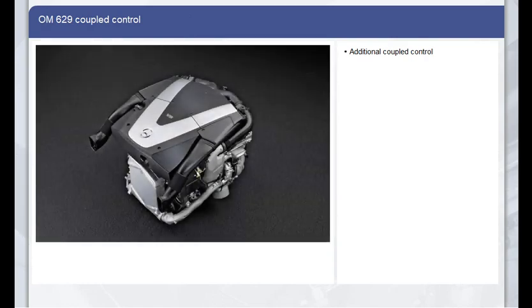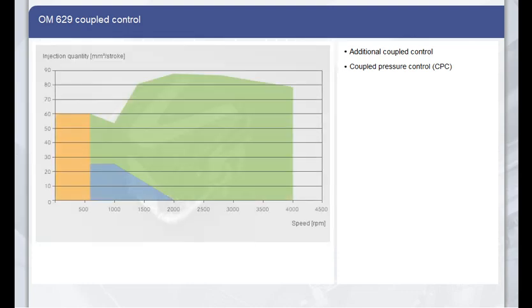On the OM629, the fuel pressure can be regulated exclusively by the pressure or the flow control valve, or by both combined. This dual actuator mode is called coupled pressure control, or CPC for short. The diagram shows the ranges for the 3 high-pressure regulation modes on the OM629 according to the speed and the injection quantity. What do you think? Which range is coupled pressure control used in? Click on the corresponding area on the diagram.